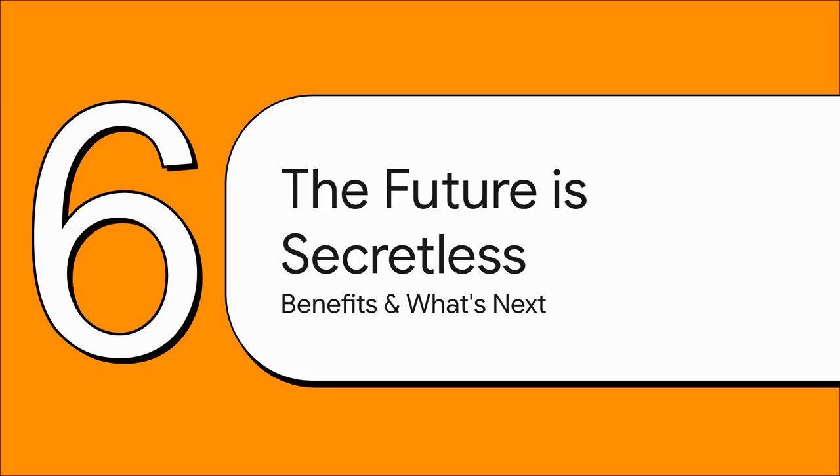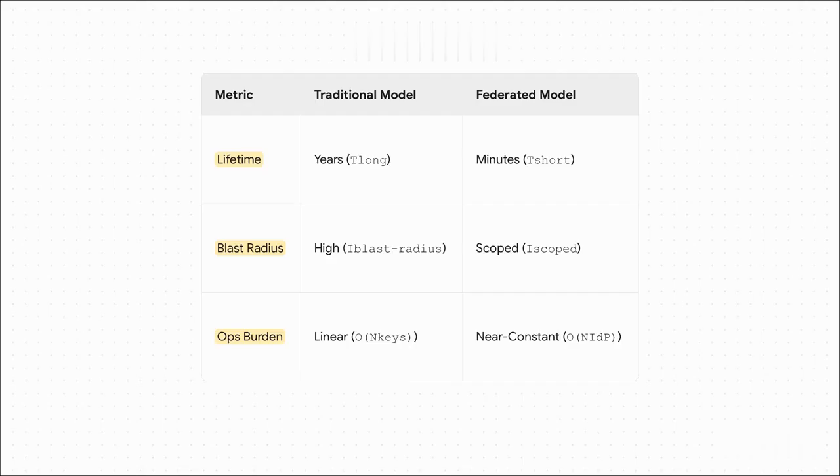So, where does this all lead? By getting rid of static credentials, we're not just closing a vulnerability, we're fundamentally changing how we operate and manage risk in the cloud. Let's take a look at the impact and what this makes possible next. And this shift is something you can actually measure. Credential lifetime drops from years to minutes. I mean, that's an improvement of several orders of magnitude. The blast radius of a compromise gets drastically reduced, and the operational burden, which used to grow with every single new service, becomes nearly constant. You're just managing a few trusted identity providers, not thousands of individual keys.